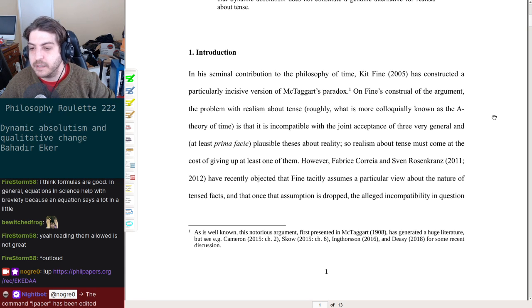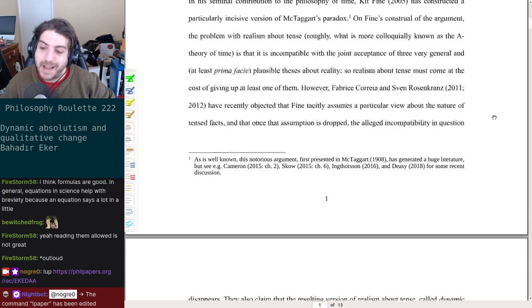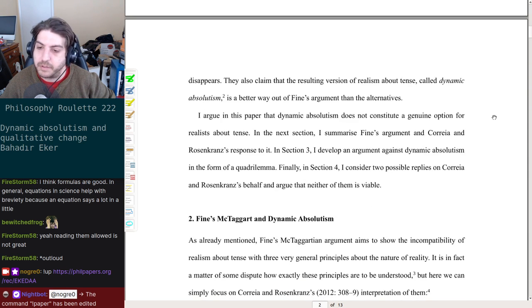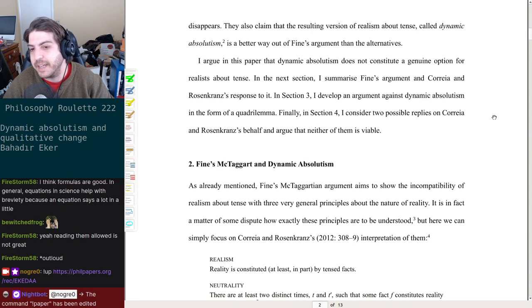However, Fabrice Correia and Sven Rosenkranz have recently objected that Fine tacitly assumes a particular view about the nature of tensed facts, and that once that assumption is dropped, the alleged incompatibilism in question disappears. They also claim that the resulting version of realism about tense, called dynamic absolutism, is a better way out of Fine's argument than the alternatives. I argue in this paper that dynamic absolutism does not constitute a genuine option for realists about tense. In the next section, I summarize Fine's argument and Correia and Rosenkranz's response to it. In section 3, I develop an argument against dynamic absolutism in the form of a quadrilemma. Finally, in section 4, I consider two possible replies on Correia and Rosenkranz's behalf, and argue that neither of them is viable.